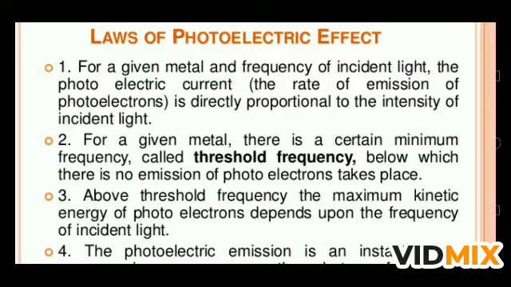The second is, for a given metal there is a certain minimum frequency called threshold frequency, below which no emission of photoelectrons takes place. It means until that required frequency is reached, no photoelectron emission will take place, and this you can see in your NCERT page number 392, figure number 11.5, and this we had discussed in the previous video also. So until the threshold frequency is reached, no photoelectron emission will take place, and this is the second law.